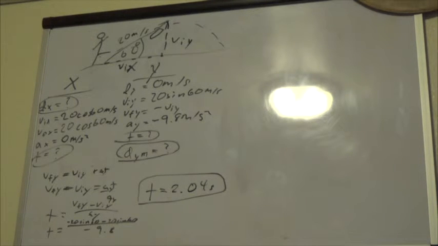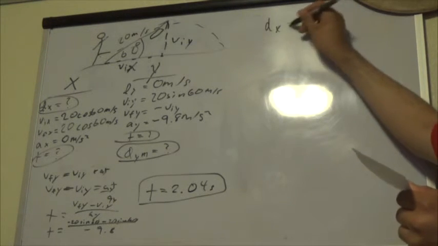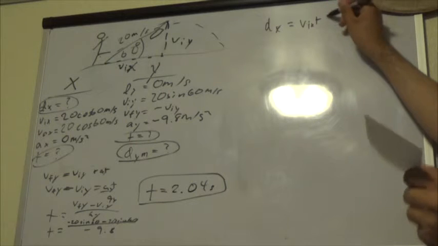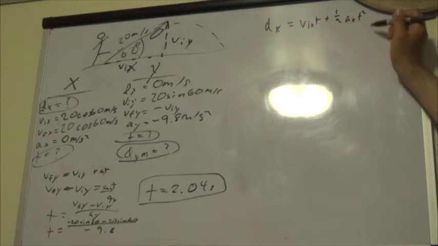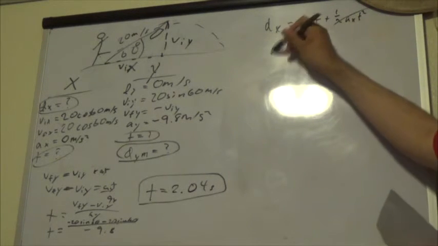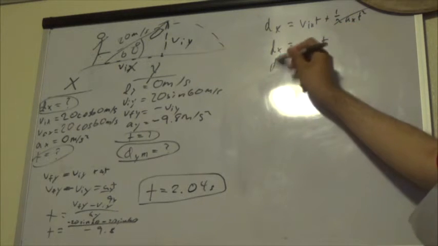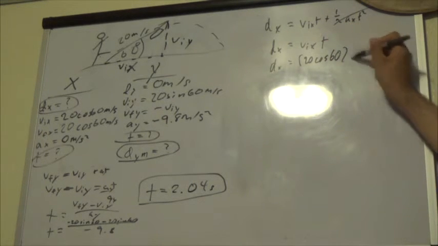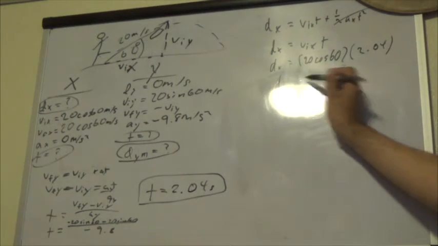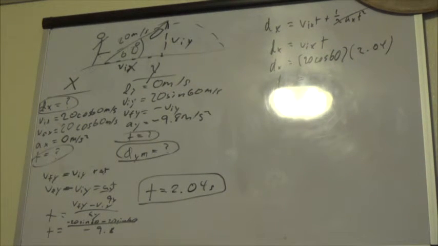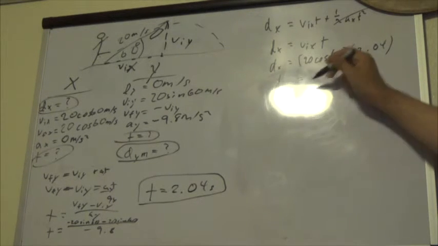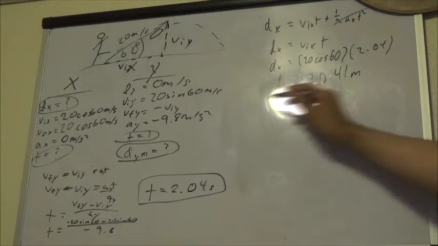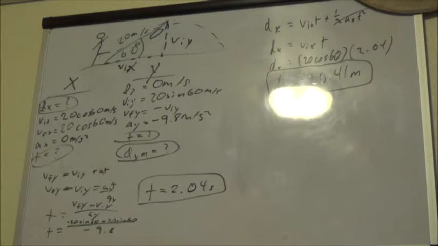Moving on, we're going to be solving for d of x now. We're going to use the equation dx equals v initial x times t plus 1/2 a x t squared. Going through the same process we just did before, we're going to solve for the displacement of x, which is how much the ball moved horizontally from where it started. And we're going to get that the displacement of x is 20.41 meters.